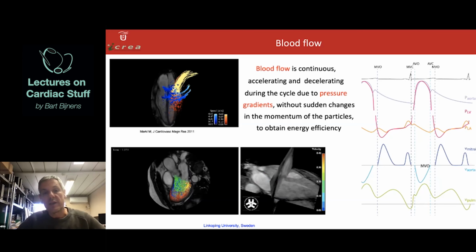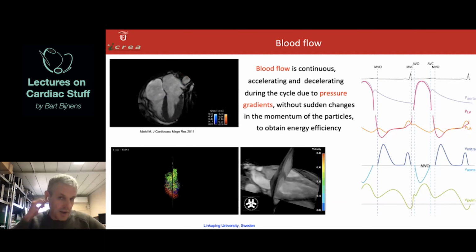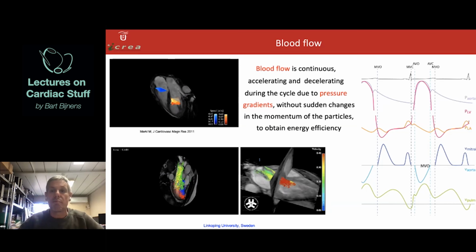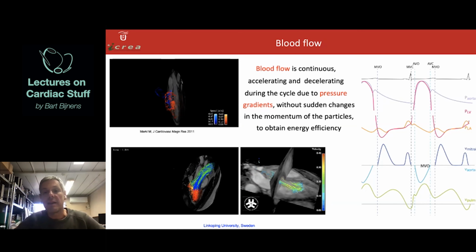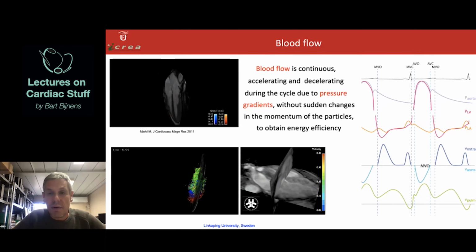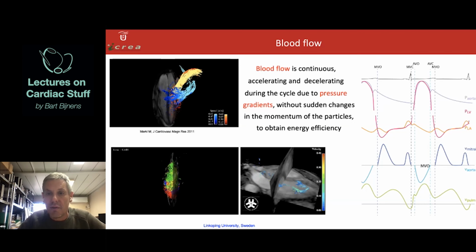And all of this is, of course, as we said before, generated by pressures. And what is important is to look at these combinations of pressures and flows. So here you see a schematic view of some of the pressures and flows. We'll come back to that also when we talk about filling and function. But a couple of things are already important to notice.